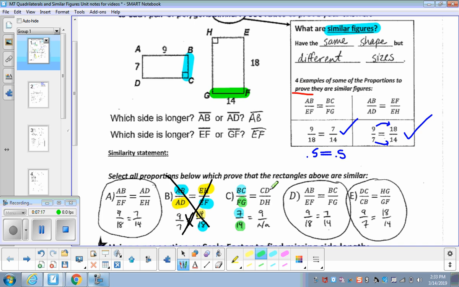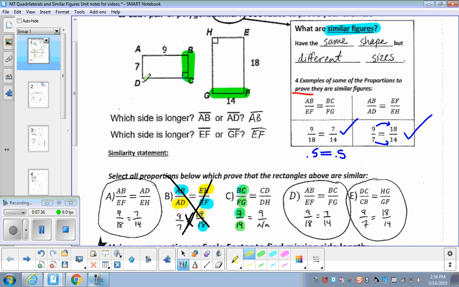Now for CD, CD is over here, so let me actually fix these colors, because those should be the same color. All right, cool. So those right there do match up. That side does match with that side. And a 7 does double to be a 14.